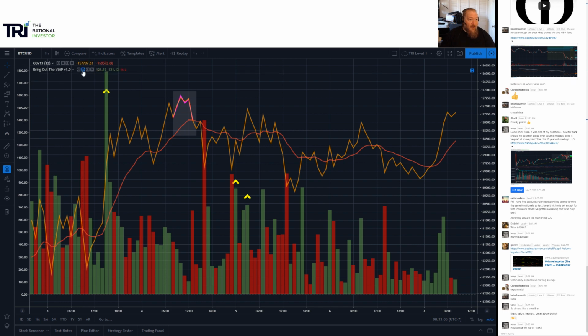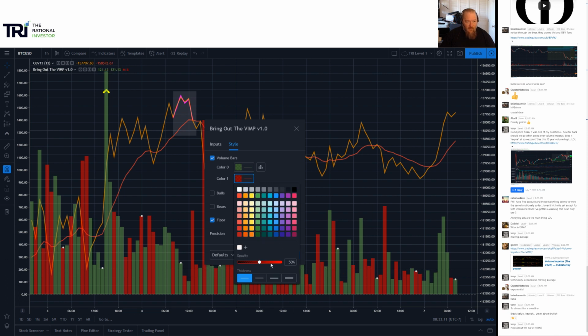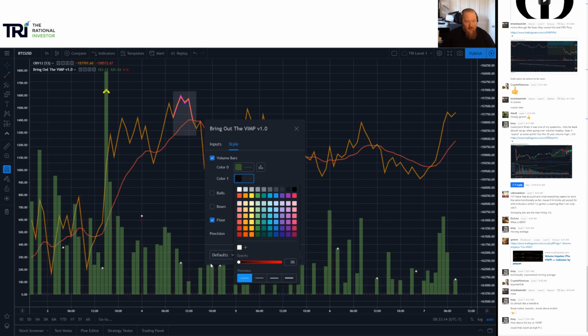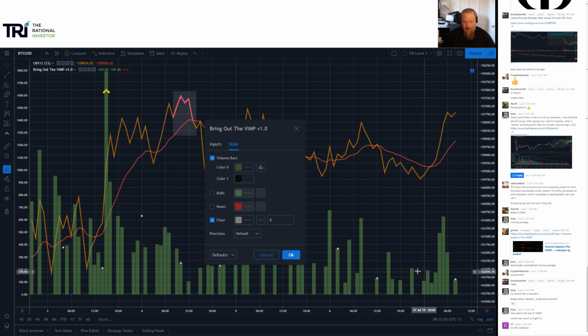And you can do this on your volume bars as well. You can make your one color basically transparent. What we can do is we go here, turn the opacity all the way down, and then all we can see are the green bars, right? That can sometimes help, right?